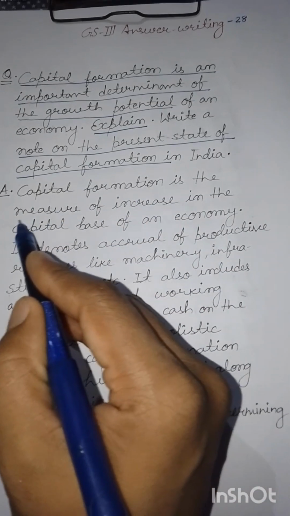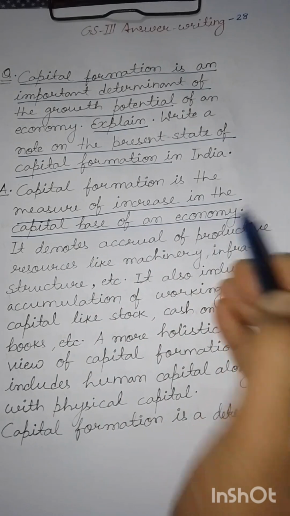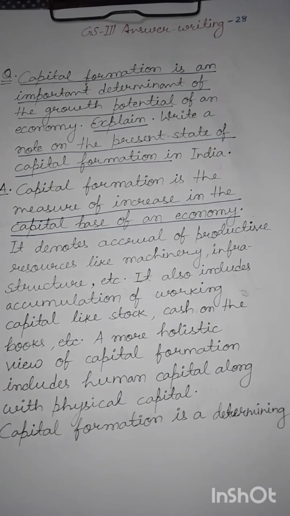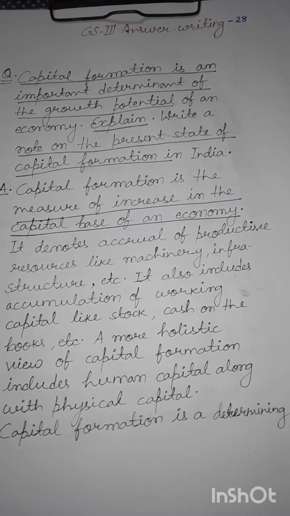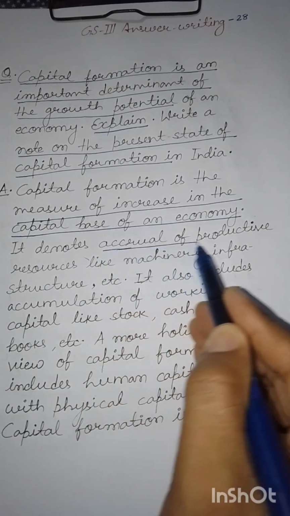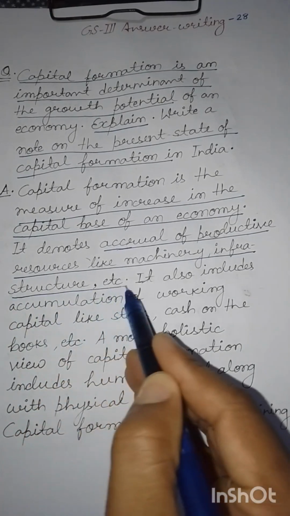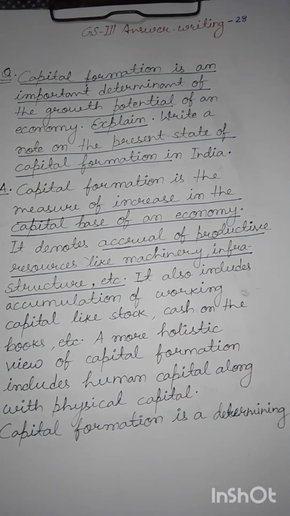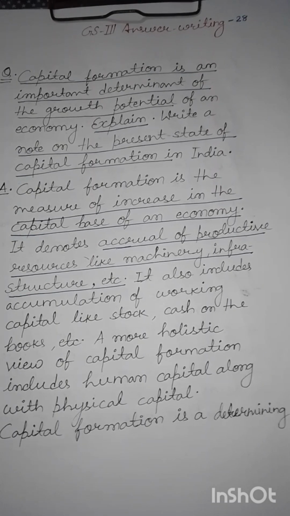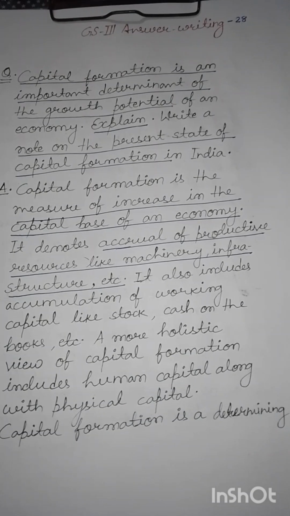Capital formation is the measure of increase in the capital base of an economy. This is a statement of the very idea of capital formation, that it is a measure of increase in the capital base of an economy. Now we would explain it. It denotes accrual of productive resources like machinery, infrastructure, etc. in an economy per unit time, normally any year. So what it actually denotes is accumulation of productive resources like machinery, infrastructure, and so on.